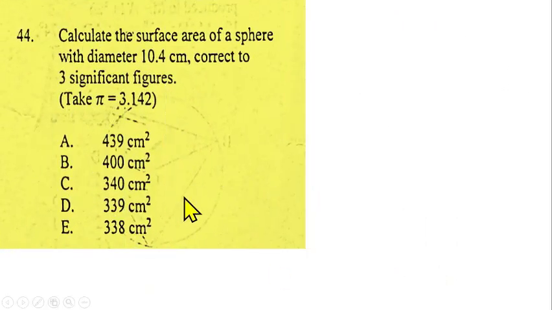Question number 44 is still on the mensuration of solid shapes. In this case, we have to calculate the total surface area of the sphere with diameter 10.4 centimeter, correct to 3 significant figures.